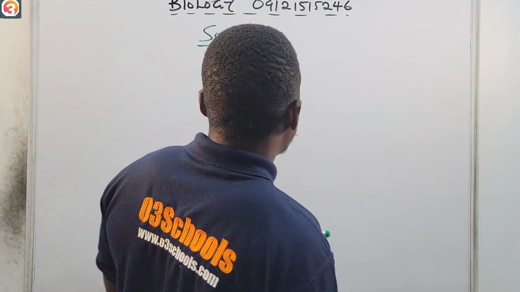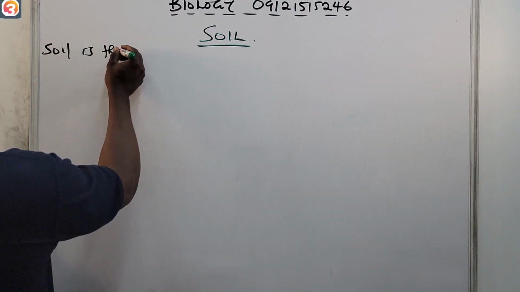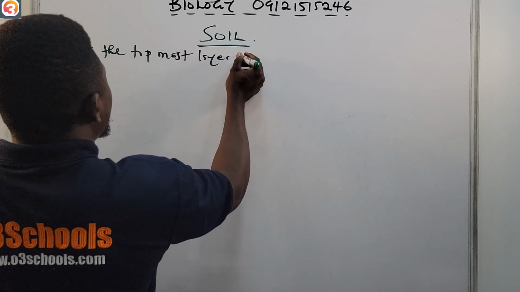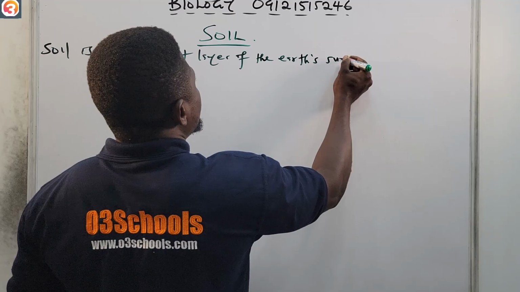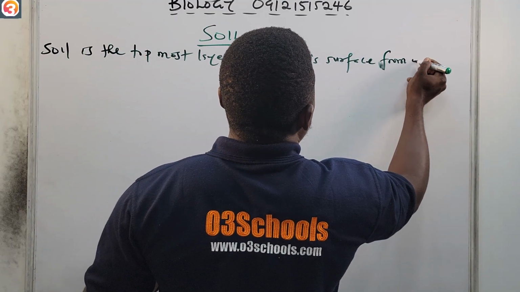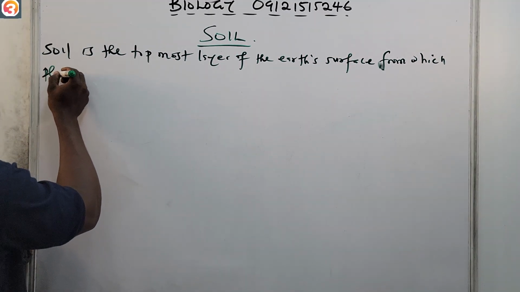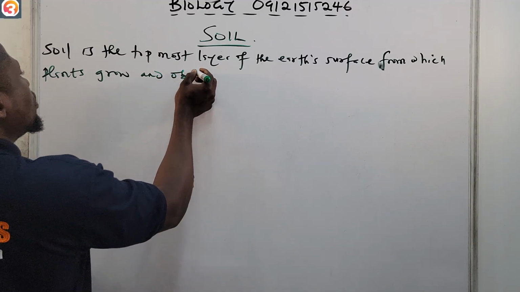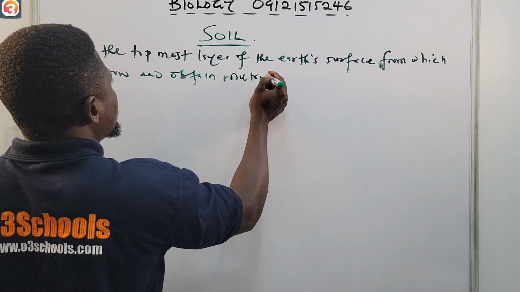Okay, so we'll define soil. We'll say soil is the topmost layer of the Earth's surface from which plants grow and obtain nutrients.